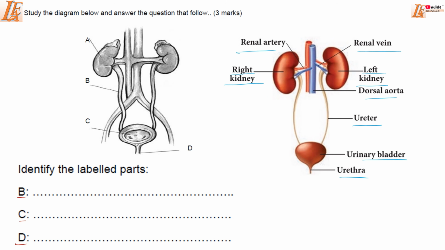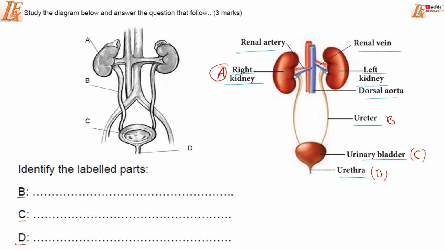Then in this case now, the part labeled A is this one here, the right kidney. Then the part labeled B is this one here, the ureter. Then the part labeled C is this one, the urinary bladder. This is C. And then the part labeled D is this one here, the urethra.